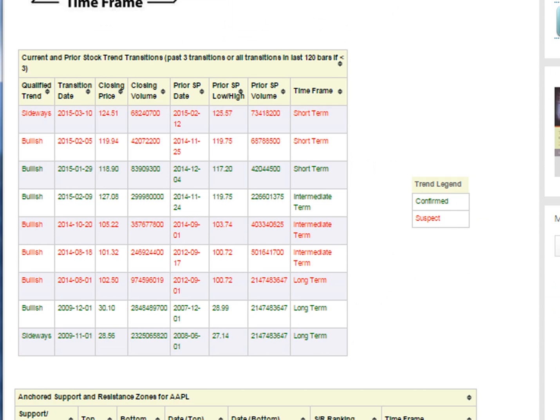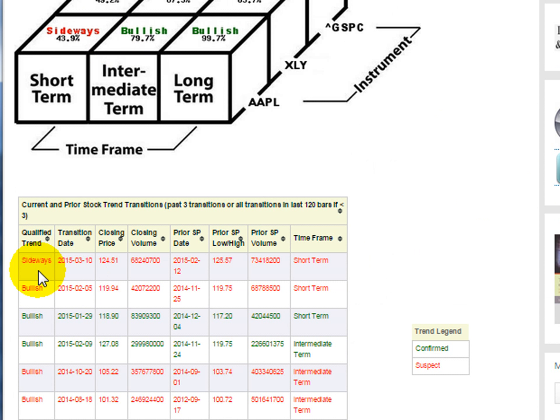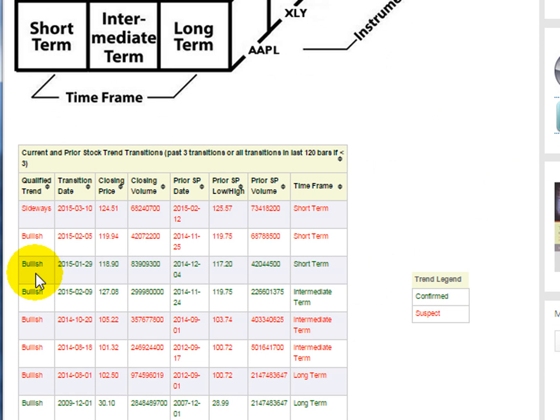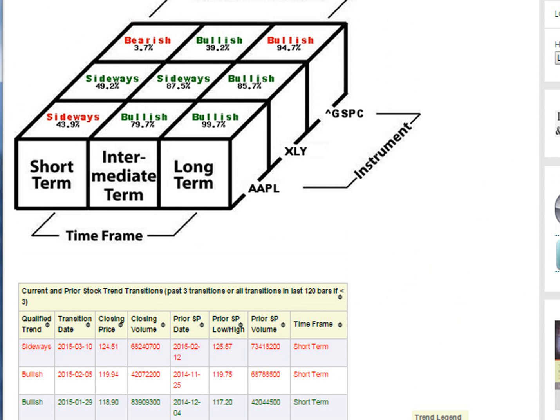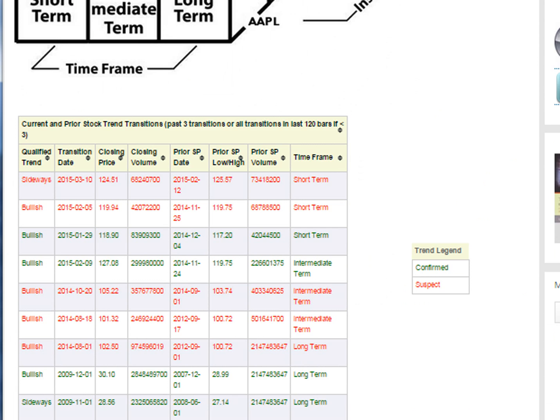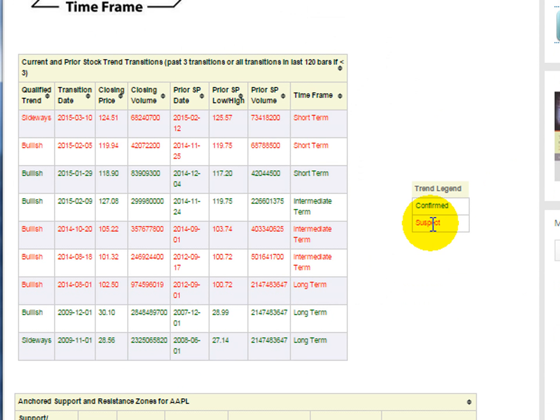If we scroll down, we can also get the details for the last three transitions. Each of those are detailed here. The one that we're on now, if we go back up here, is a sideways trend. This is for the stock. That's sideways. The one prior to it was bullish. The one prior to that was confirmed bullish. The red and green tell you whether it's confirmed or suspect. Confirmed simply means that it has broken over or transitioned with confirmed volume. So whatever swing point it broke, it actually had more volume than it did on that swing point. Bearish or suspect red tells you that it was lighter.